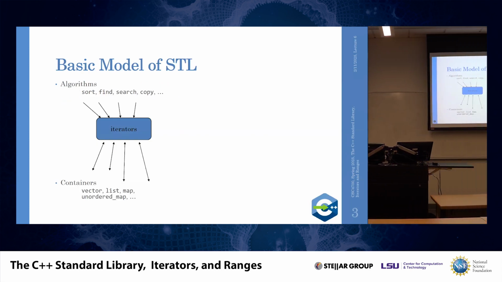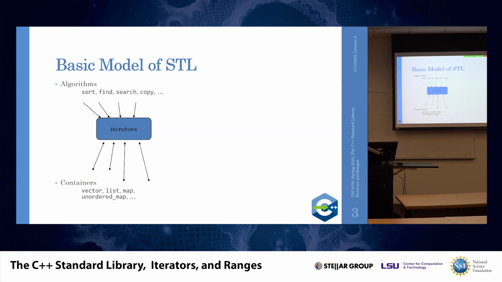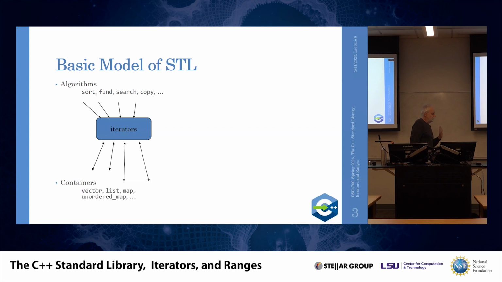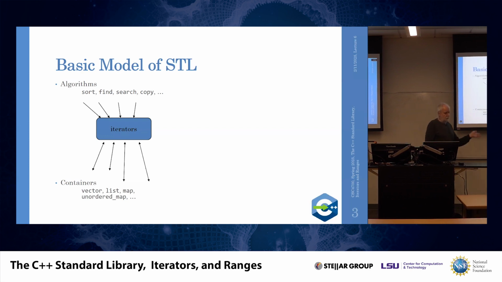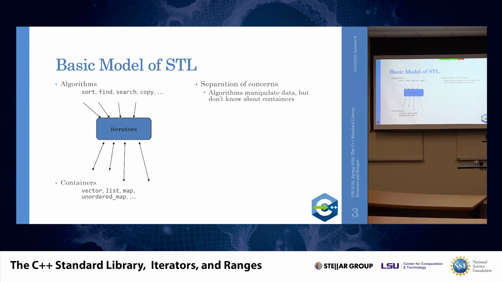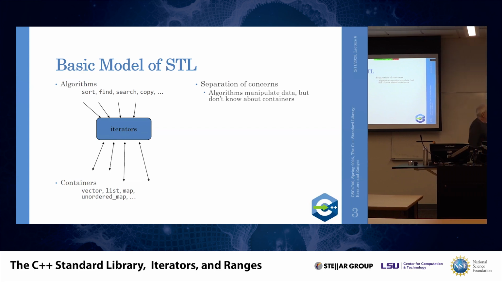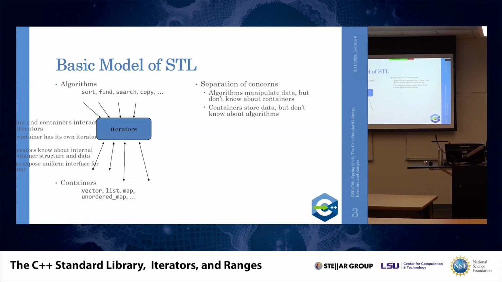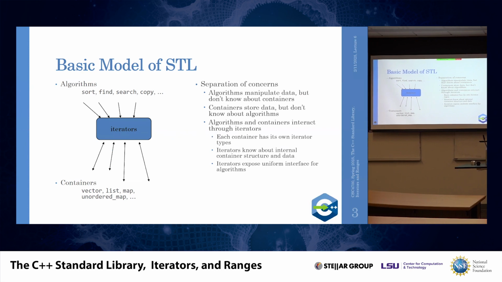That picture we saw last time gives you the structure of the standard template library. And we see that we have three parts in there. We have the algorithms. And as I said, the algorithms don't know anything about the containers. We have the containers, which on the other hand store the data, but don't know anything about the algorithms. And the connecting piece between the two are special types that are called iterators.